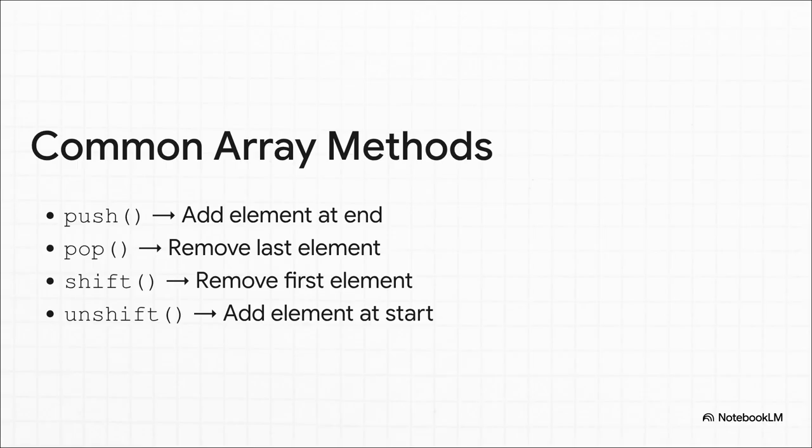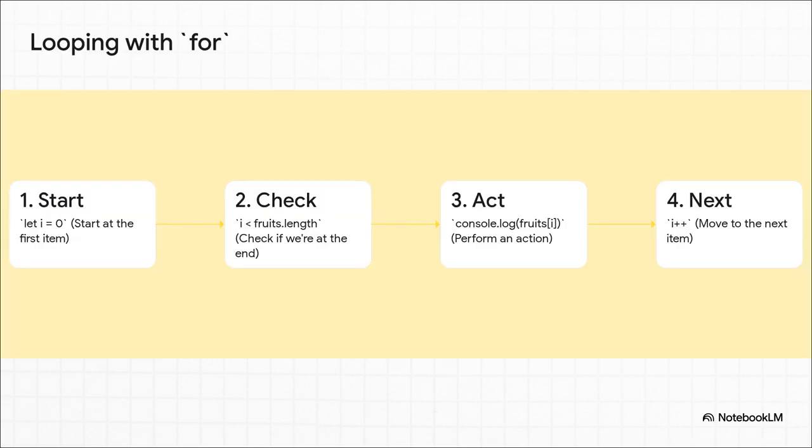And hey, a little pro tip for you, push and pop are usually a bit faster, because when you add or remove from the start, JavaScript has to renumber all the other indexes, which can take a bit more work. Okay, but what if you want to do something to every single item in the array? That's where loops come in.